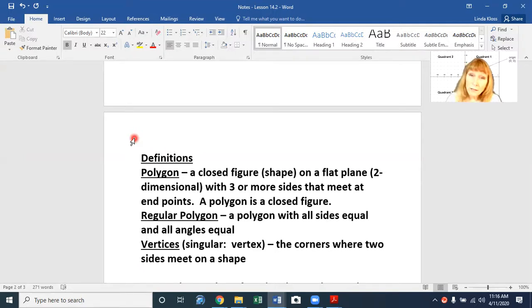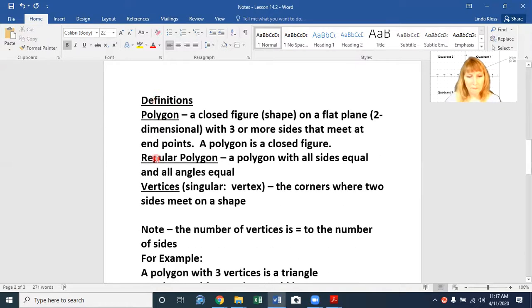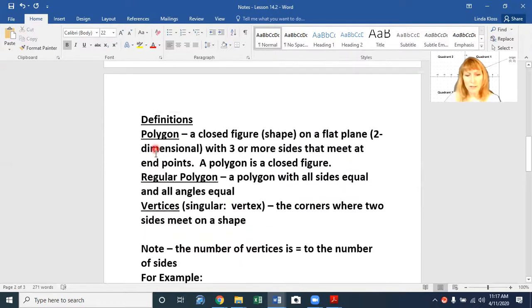A regular polygon has equal sides and equal angles. And vertices, which I've already mentioned a little bit, the singular for that is a vertex. Vertices are the plural form, and that are the corners where two sides meet on a shape. That is the corners of the shape. Note, the number of vertices is equal to the number of sides of a polygon.